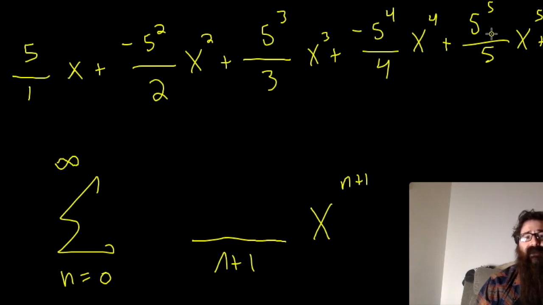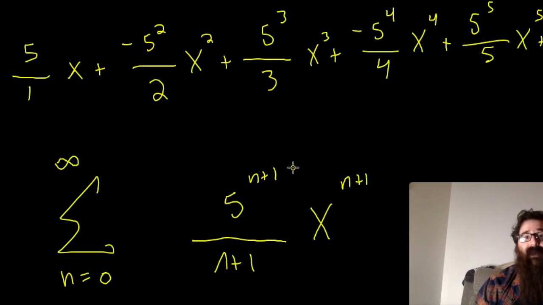I also have these 5 to some power, right? And the exponent on base 5 is the same as the exponent on x, and the same as the number I'm dividing by, right? 5 to the fifth, x to the fifth over 5. 5 to the fourth, x to the fourth over 4. 5 cubed, x cubed over 3. 5 squared, x squared over 2. 5 to the first, x to the first over 1. So that's 5 to the power of n plus 1.